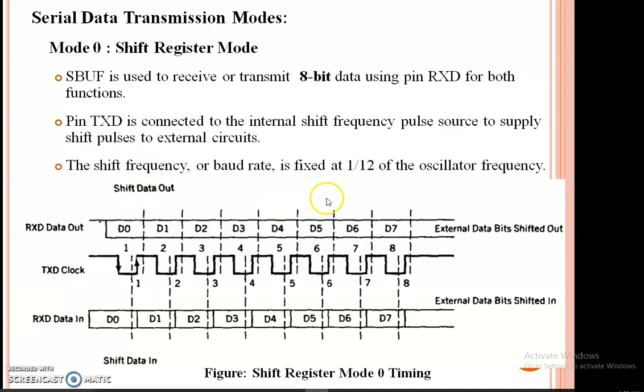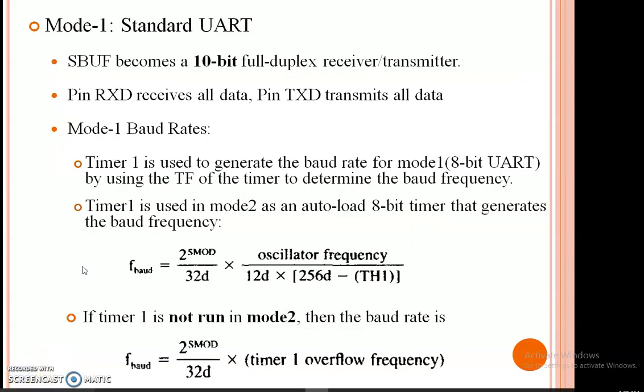So here mode 0 is using shifting pulse frequency of oscillator frequency by 12, and the data word size is 8 bit. Next, come to mode 1. Here mode 1 is standard UART 8-bit mode.